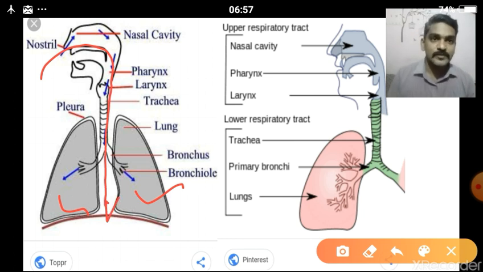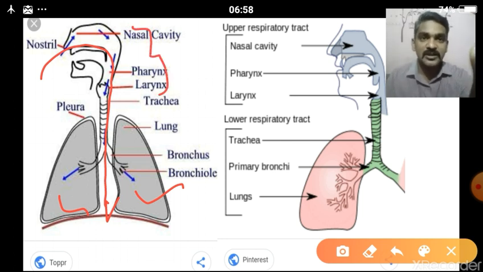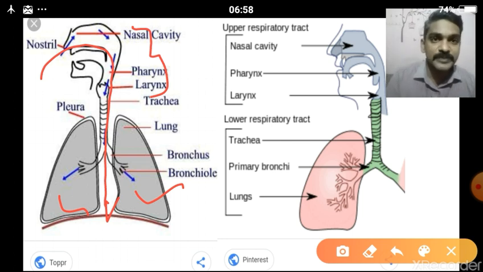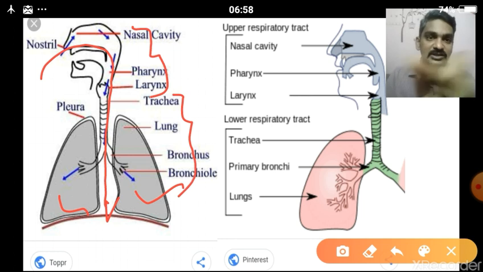You can see here the upper respiratory tract and lower respiratory tract. From the nasal cavity to the larynx it is called the upper respiratory tract, whereas from the trachea to the lungs it is called the lower respiratory tract. Okay, so this is the passage of the air taking place.